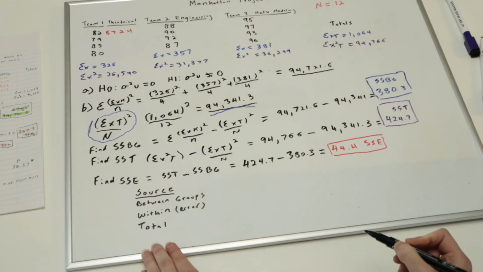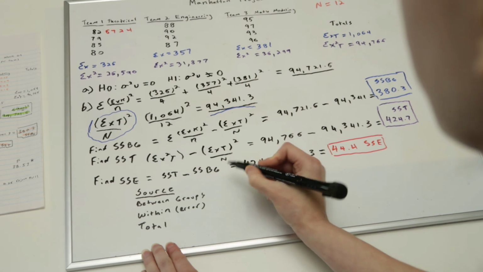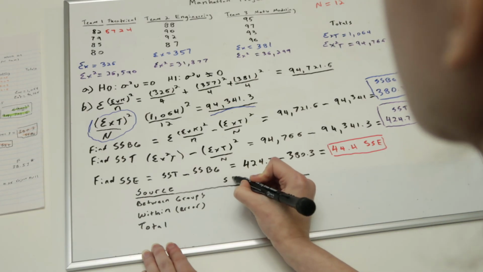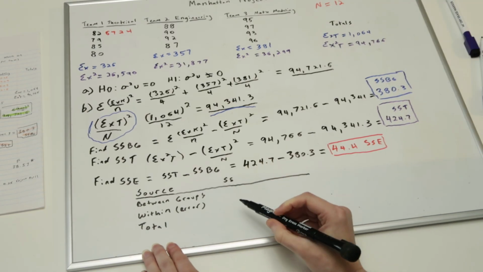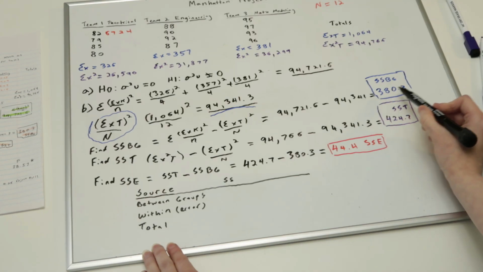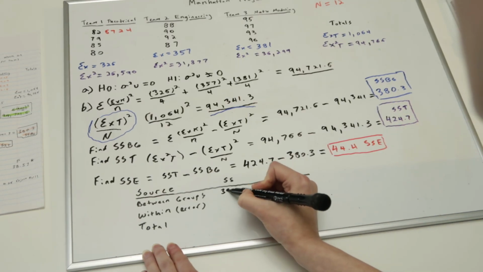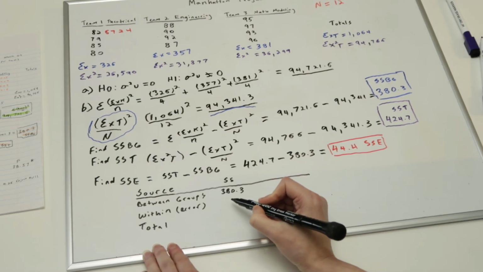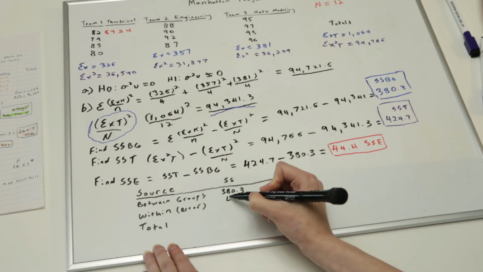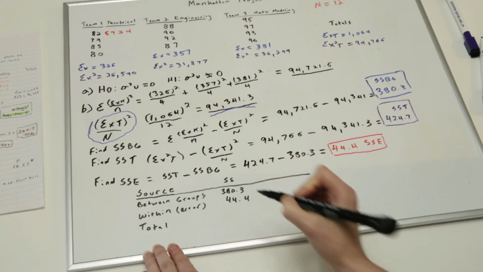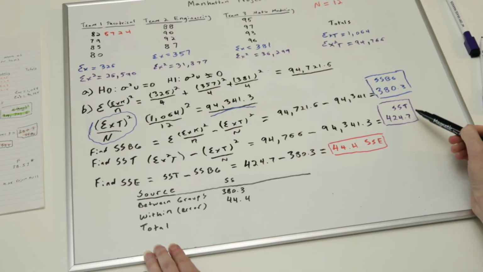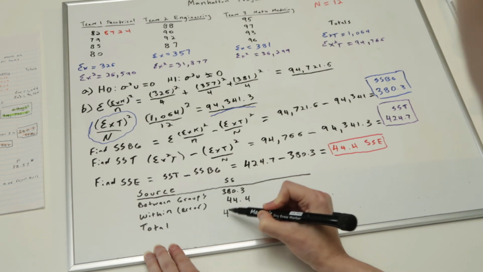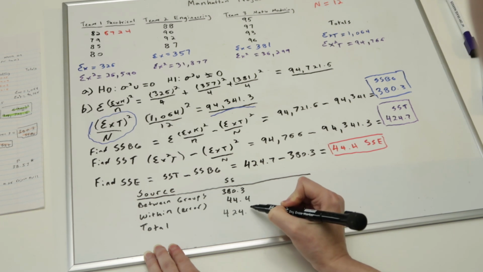These are our sources of variation, and then we're going to put SS here. For between groups, we got 380.3, so we're going to put 380.3. And for within, that's the error, that's here, we put 44.4. Total, that's SS total, which is here, you got 424.7.